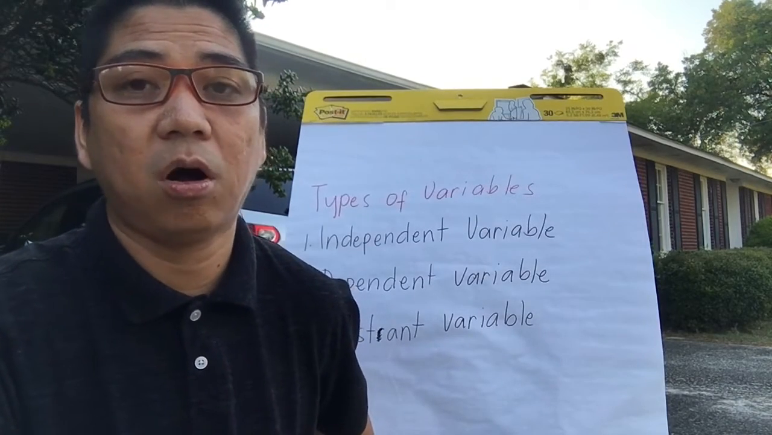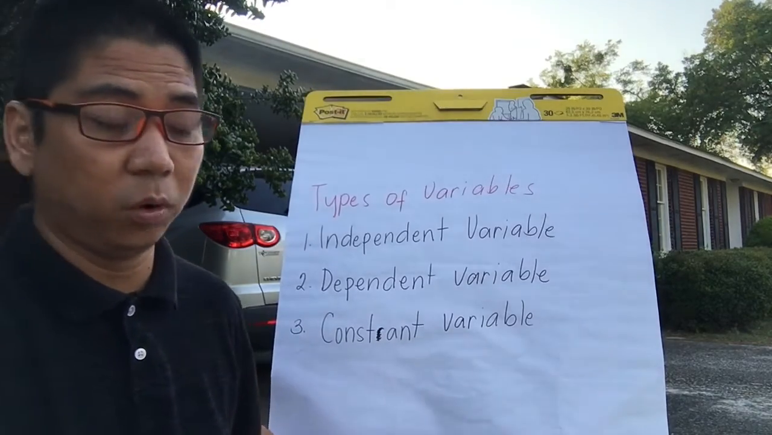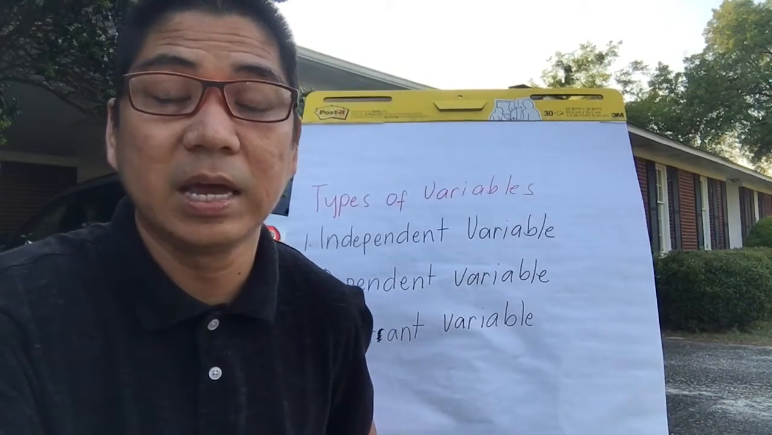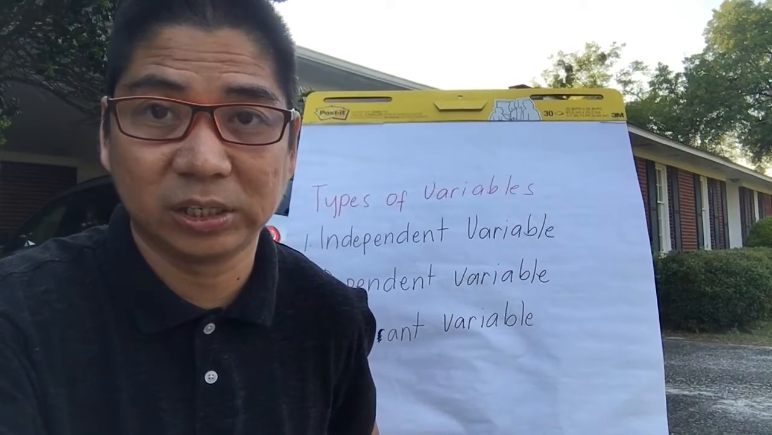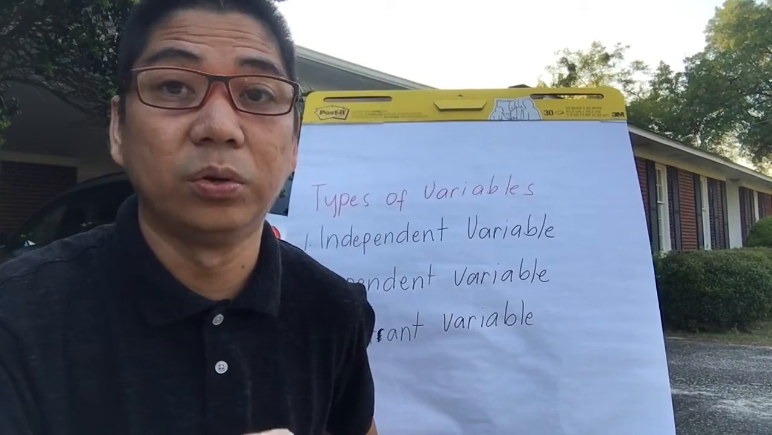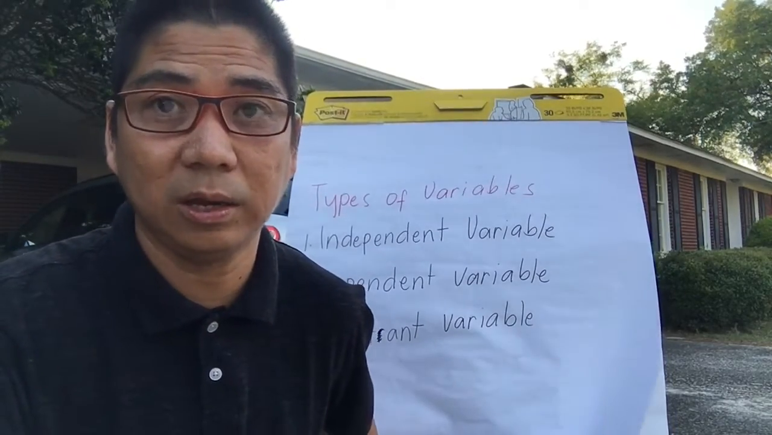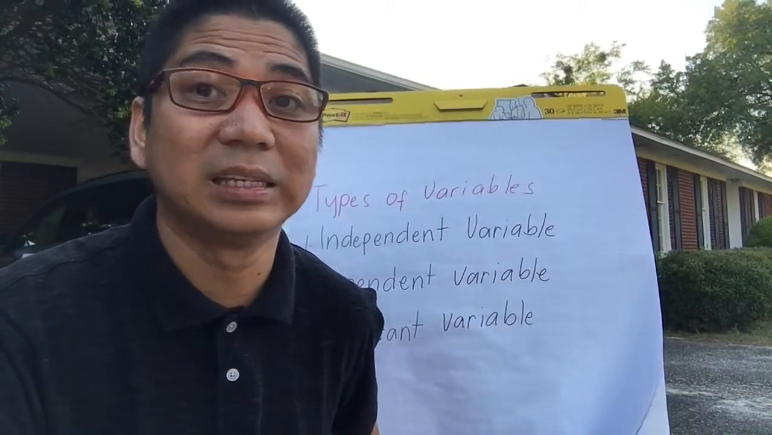The third type of variable is the so-called constant variable. From the word itself, constant means it is the factor that is not changed. It remains the same. So we will not be changing this during the experiment or after the experiment or prior to the experiment, because constant means the same. It will not be changed.